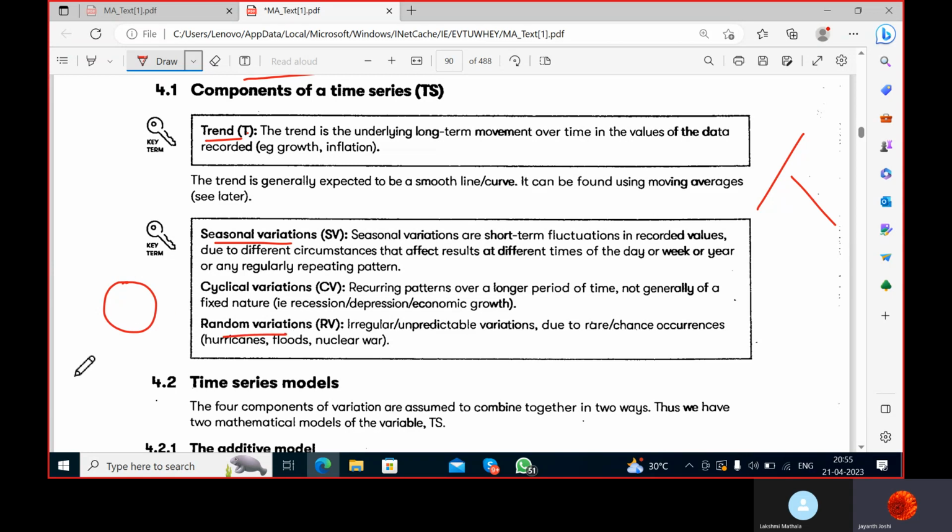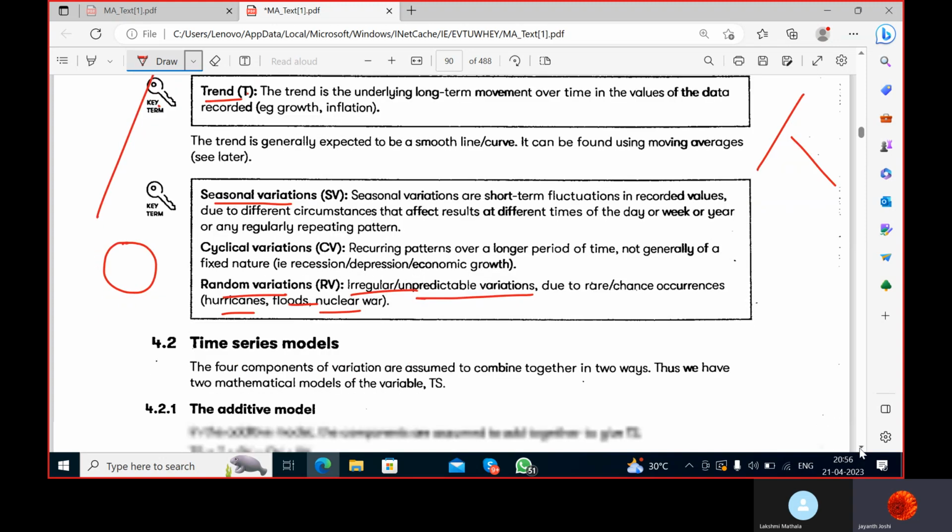And then random variations. Random is when we don't know when it can happen. Unpredictable variations, we say. That is during floods, hurricanes and nuclear war. All of a sudden, your sales would stop. And during COVID-19, all of a sudden the pharmacists, the people who had medical shops, had a huge amount of sales, correct?